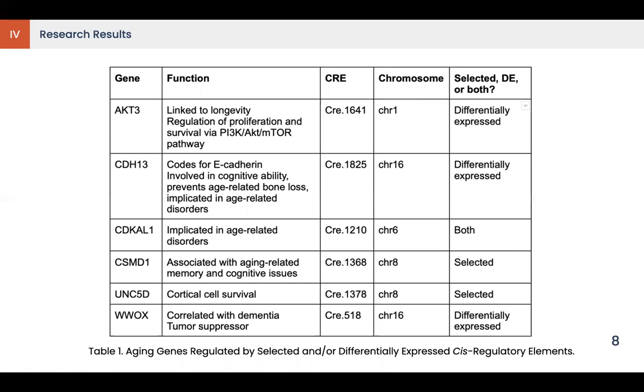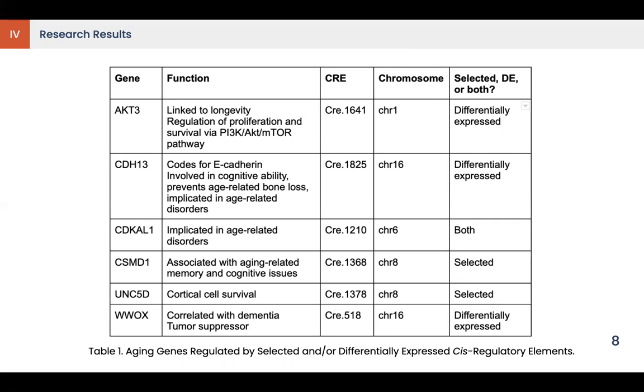So of those 64 original genes, 6 were regulated by either selected or differentially expressed CREs. In the case of CDKAL1, it actually experienced both of those properties. It's important to note that this is based off of known and documented CREs. There are likely many more out there that have not been annotated enough yet to have the data out there. But based on this data, these theories are very important.